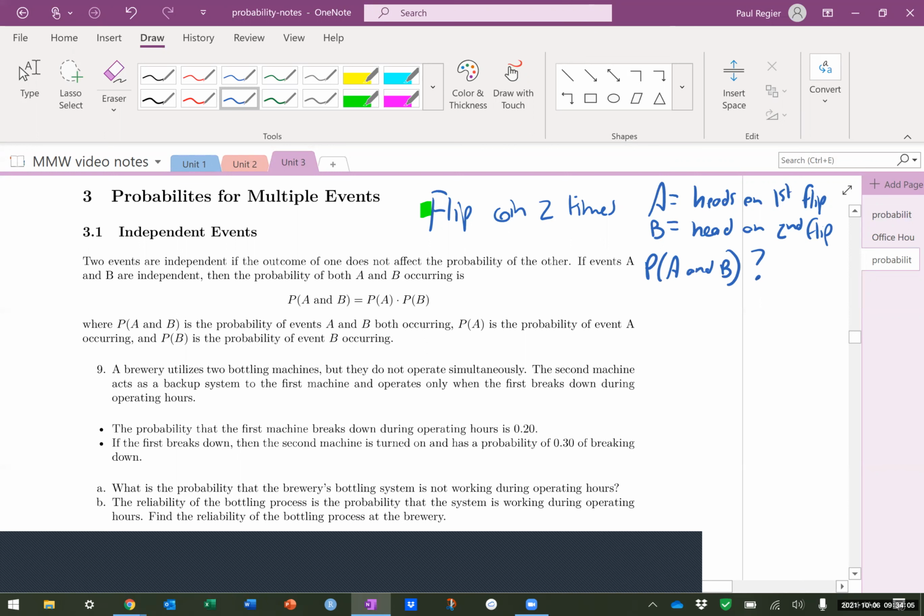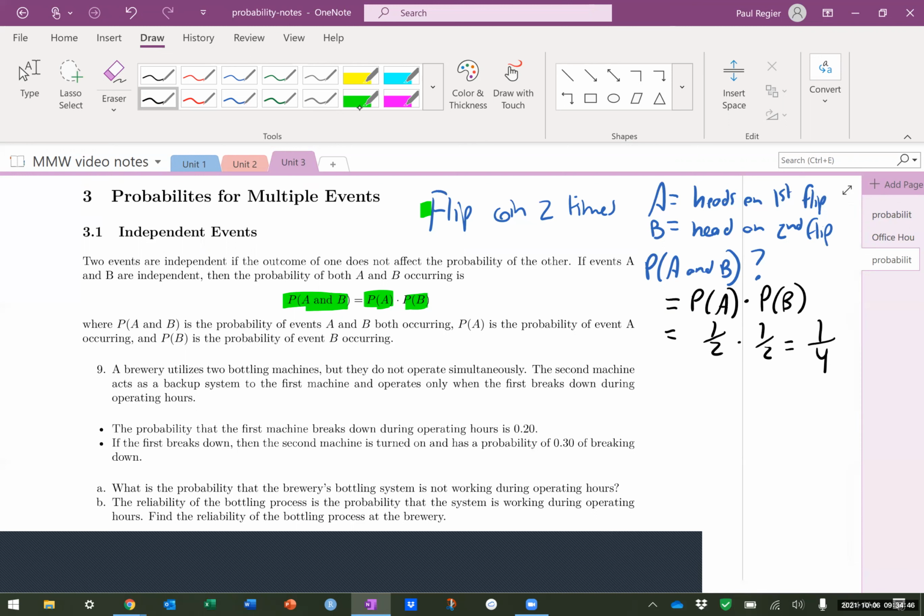Since these events are independent, it doesn't matter if I get a head on the first flip, whether I'll get a head or a tail on the second flip. We call these independent events. And the rule says, if I want to know the probability of both occurring, I just multiply the individual probabilities. So the probability of flipping heads twice is the probability of a head on the first flip and the probability of a head on the second flip. And both of those are 1/2. So the probability of getting two heads is 1/4. It's a very simple example of independent events.